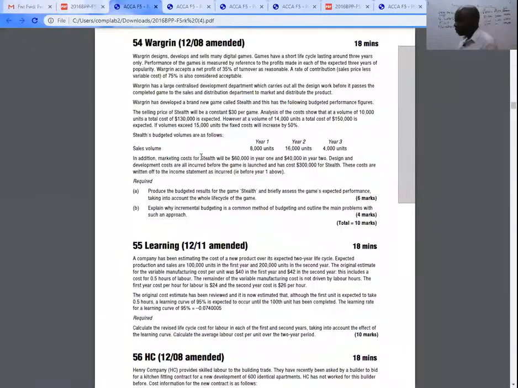Other than this marketing cost, what else do we have? Design and development costs. They're telling us 300,000 for steel. These costs are written off to the income statement as incurred, before year one. So we have here before year one, 300,000. Nothing really here, nothing there. So 300,000 here. All these are expenses which we need to capture in brackets.